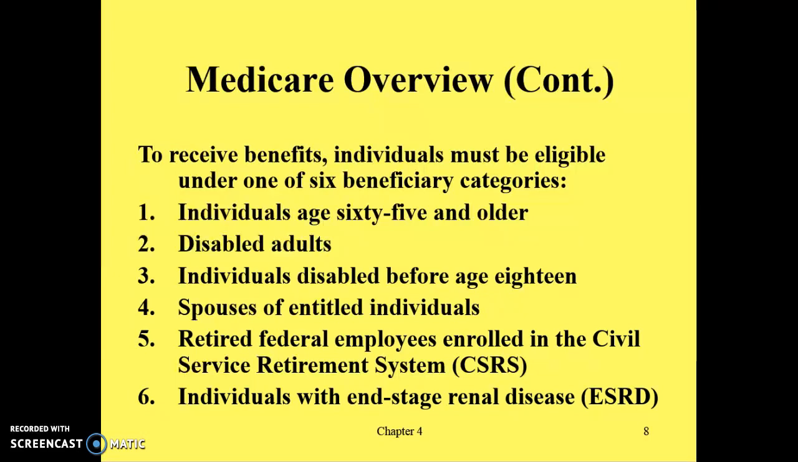Then there's also those that are disabled adults, individuals who may have been disabled before age 18, spouses of entitled individuals, retired federal employees enrolled in the civil service retirement system, and individuals with end-stage renal disease. So those are the 6 basic buckets for Medicare. Now, Medicare actually has 4 parts to it, and so we're going to look at all 4 of those parts and the similarities and differences. So let's just take a brief look at each of those.